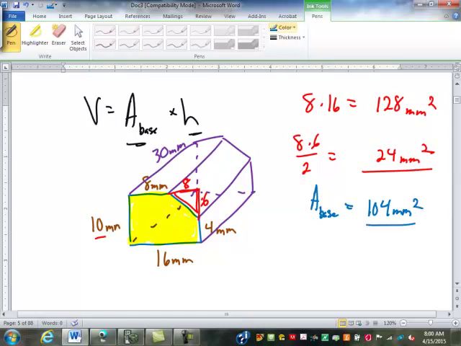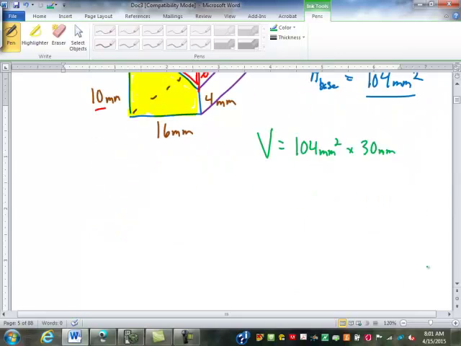So then the volume of this solid can be found by simply taking that 104 millimeters squared times the 30 here, which becomes our height. Even though it's not up and down, it's still the height. It's the distance from one base to the other base. So times 30 millimeters. 104 times 30 gives us, what's that? 2,120. There we go. And that is now millimeters squared times millimeters, which is millimeters cubed. It's now volume.